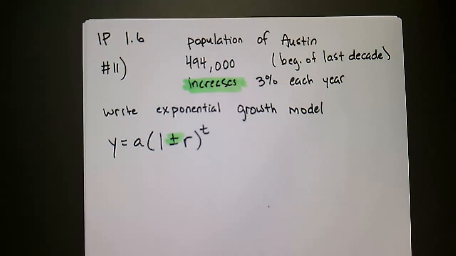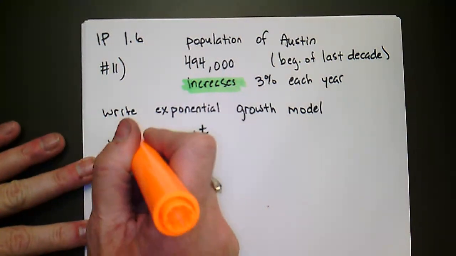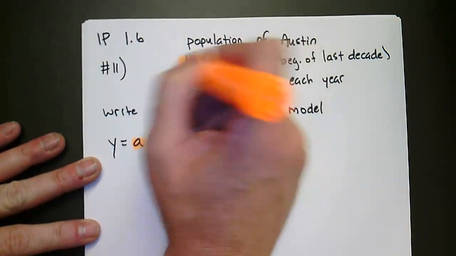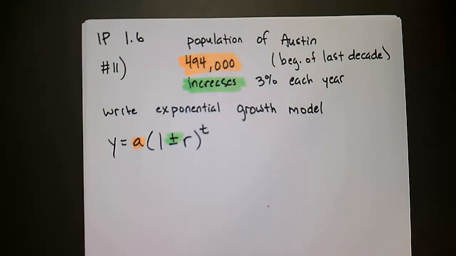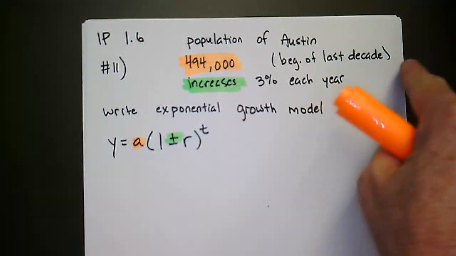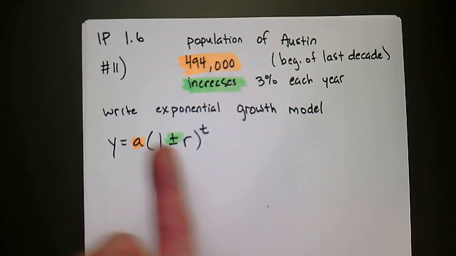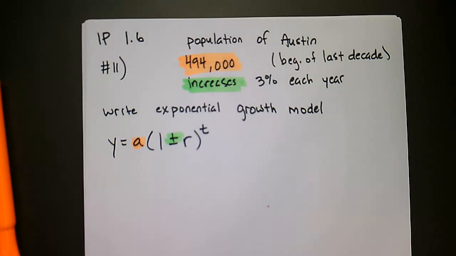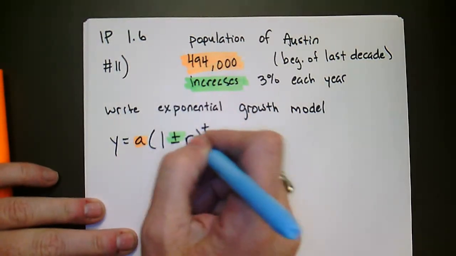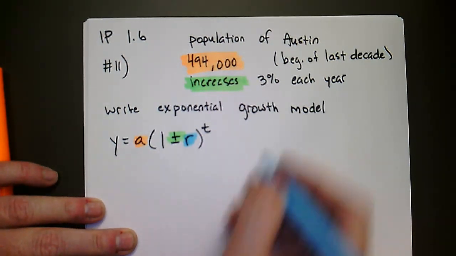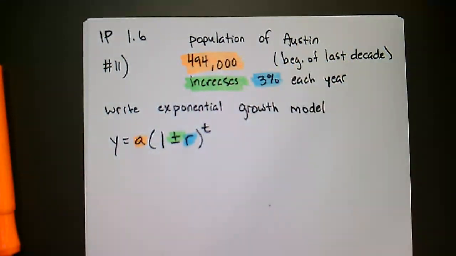Then what we really have to figure out is our a value, our starting value. They give us that in the form of the actual population of Austin. The population of Austin is 494,000 at the beginning of last decade. It's when this study begins, the starting value, the initial value. Then we have to give this r value. Now the r is a percent growth, so it's 3%.